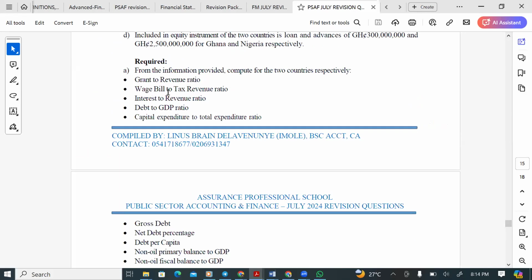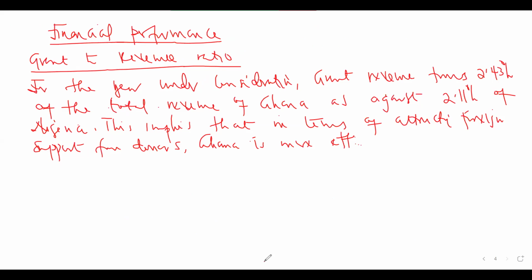We can also use the wage bill to tax revenue ratio. You can just use maybe 3 ratios for all of them. That is all. So we have the wage bill to tax revenue ratio.